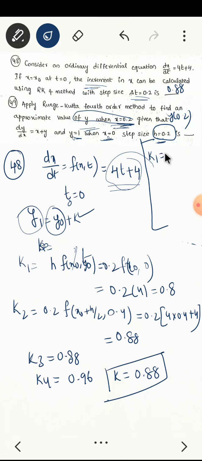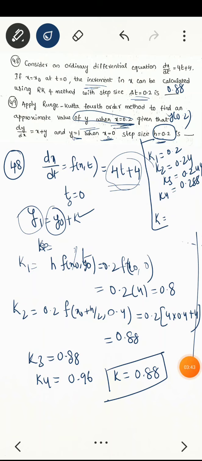K1 value for the 49th question is 0.2 and K2 value is 0.24. Likewise K3 value is 0.244. K4 value is 0.288. So K value is 0.2428. Okay, then finally y1 value is 1.2428, because y naught is 1, that's why it will become 1.2428.